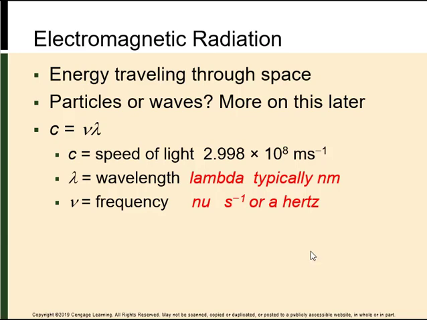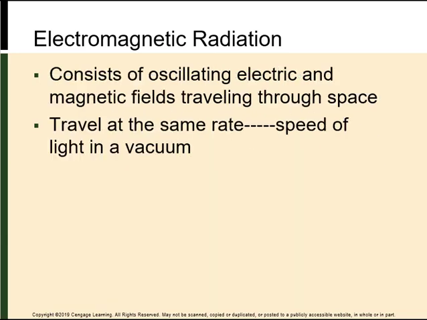Now, does light travel as particles or waves? Well, we'll talk more about that later. All different types of electromagnetic radiation travel at the same rate, the speed of light in a vacuum.